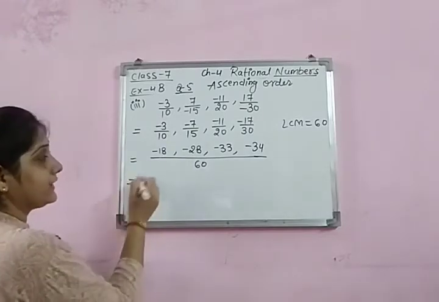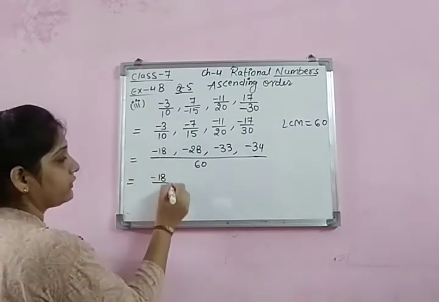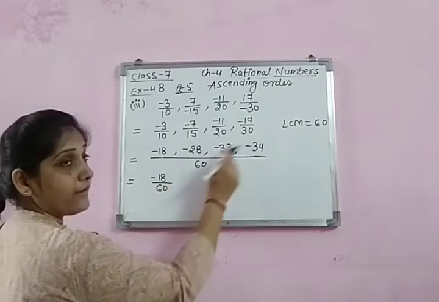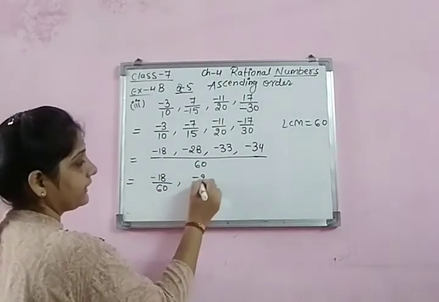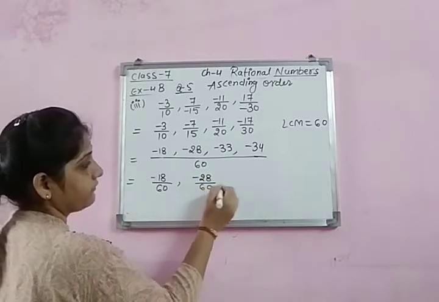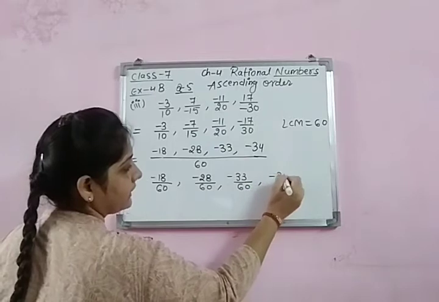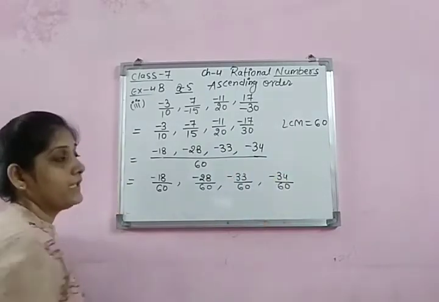Now, what rational numbers will you get? Write all these. Negative 18 by 60. Actually, this 60 is for every number. Negative 28 by 60. Negative 33 by 60. And negative 34 by 60.